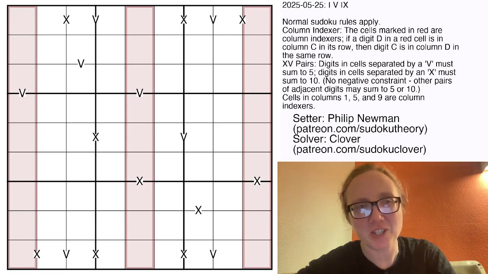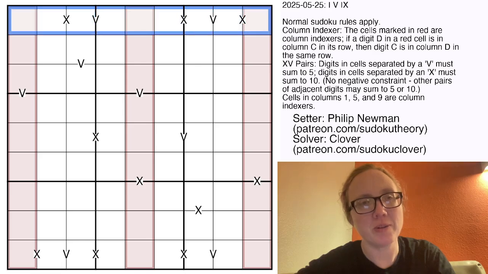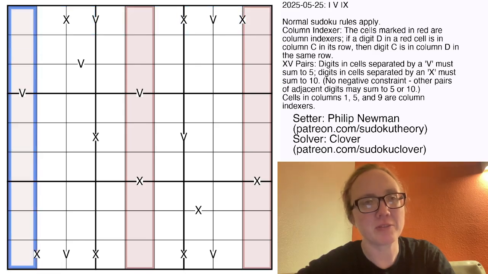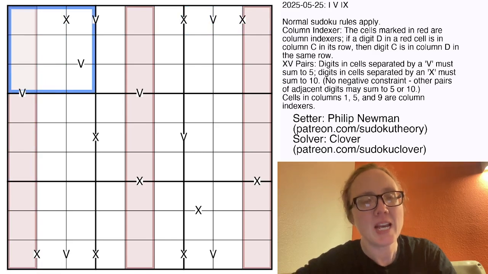As the name suggests, this is a 159 Sudoku. So we have normal Sudoku rules. We're placing the digits 1 through 9, once each, in each row, each column, and each outlined 3x3 region. And on top of that, we have 159.